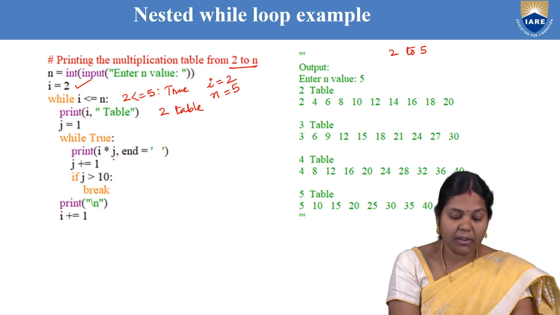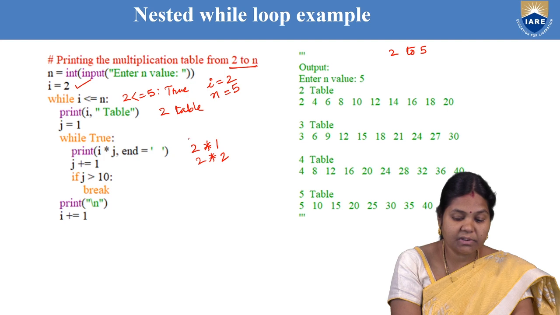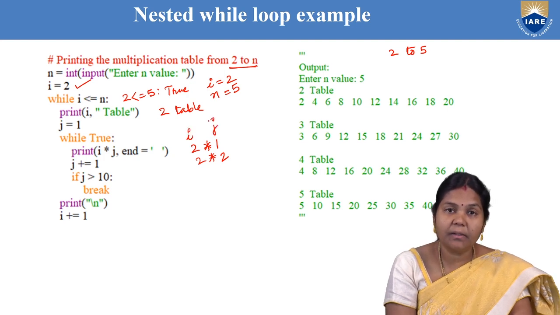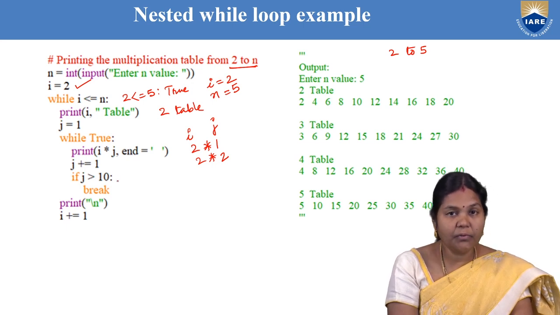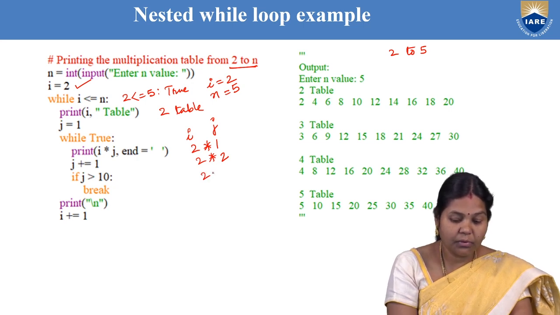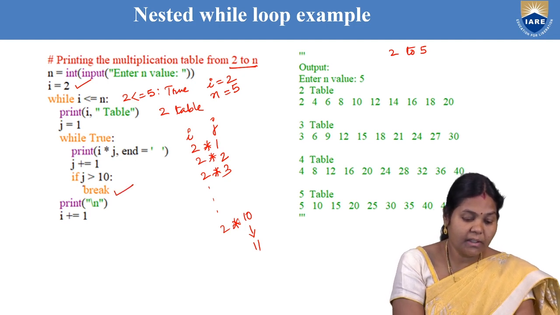The j value we have taken is 1, so it becomes 2 into 1. So 2 into 1 value will be displayed. Then j is incremented by 1, and i is fixed over here. j is incremented every time to 1, 2, 3, and so on. So we have written a condition to break the loop: if j is greater than 10, up to 10 it is no problem. When j becomes 11, then break the loop. So it will come out of the inner loop.